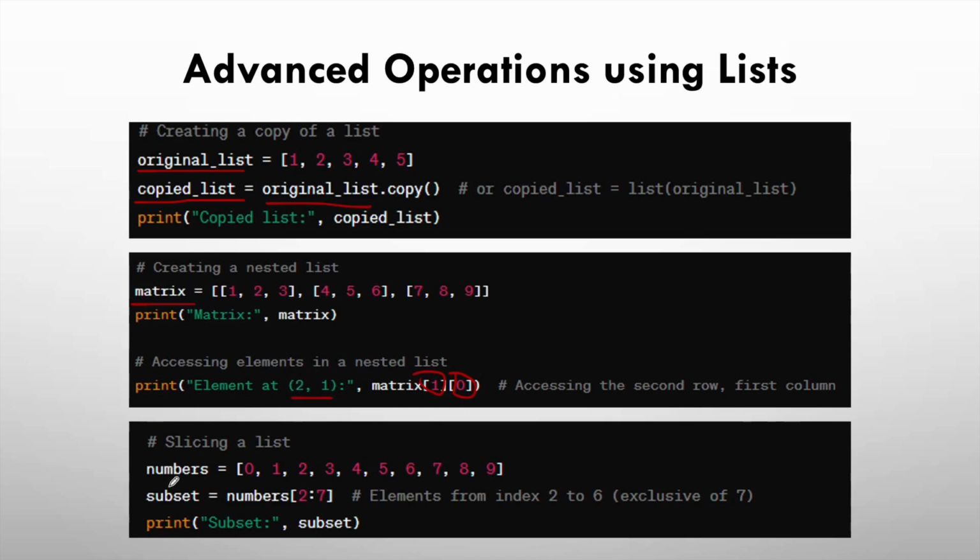Now to slice a list, we have a list called numbers, and we want a subset from the second element to the 6th element, because the last one here that we mentioned does not get counted.